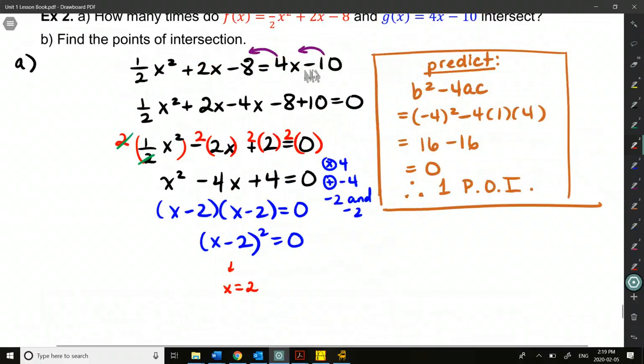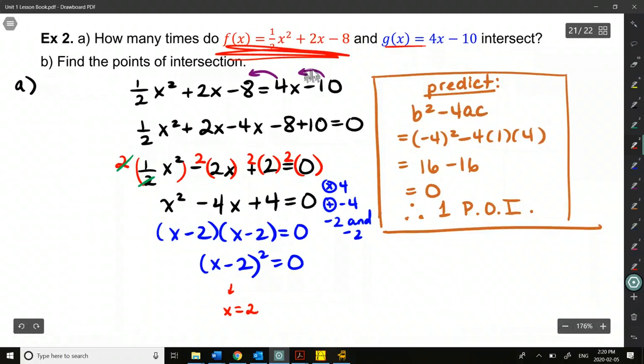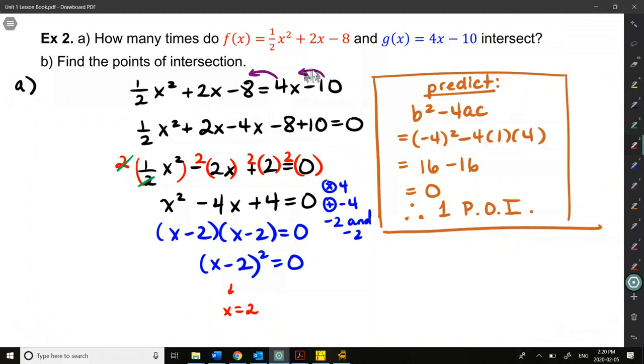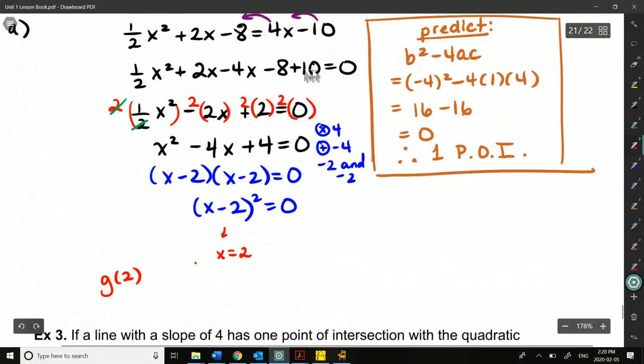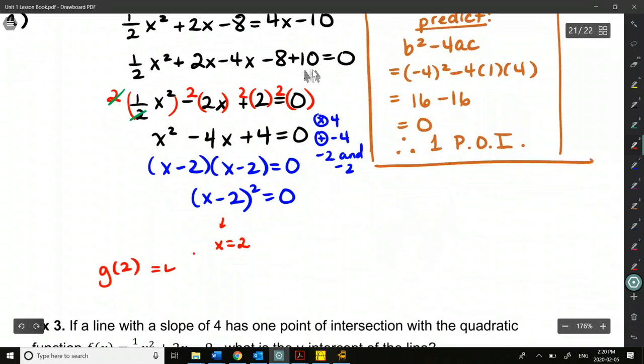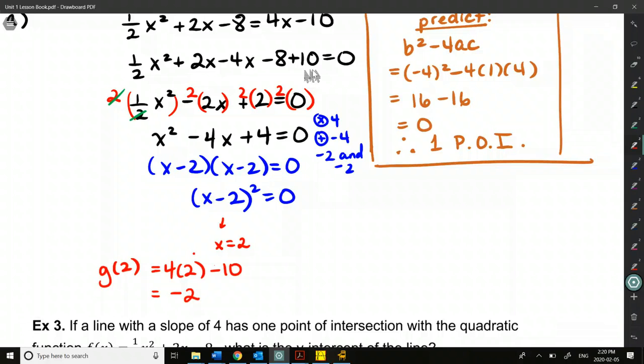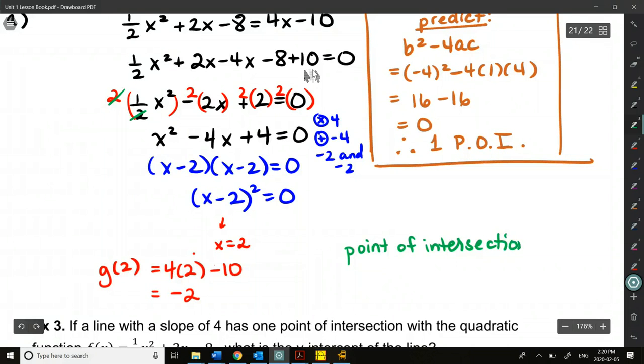Okay, so the x coordinate is 2. We are going to plug this back into either f of x or g of x, so one of the 2 original equations, in order to find the y coordinate. I personally prefer, I'm going to do g at 2. If you want, you can test it in f at 2 and see what you get. So the final point of intersection here is (2, -2). And there's 1, just as we predicted.